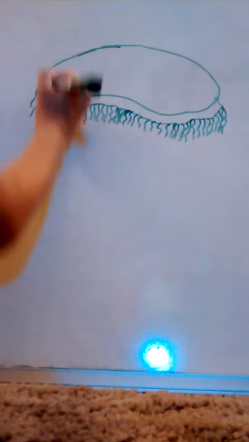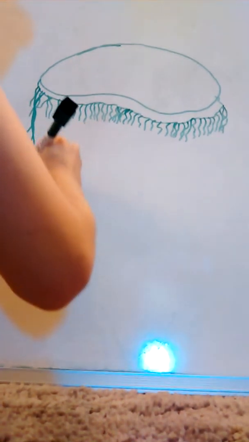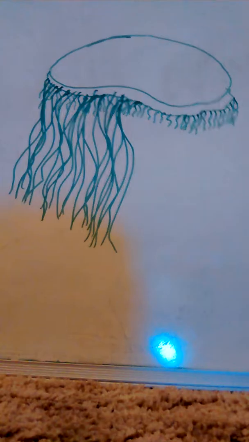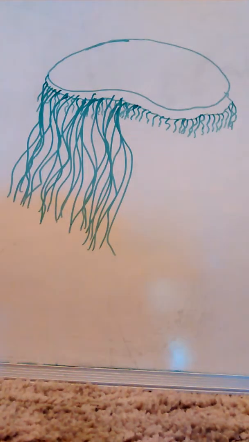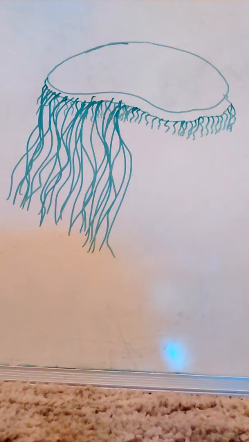And then you can just do the long tentacles. So it's like that. It's almost impossible not to overlap them. So it looks cooler that way. Just do that all the way across. And that's your jellyfish.